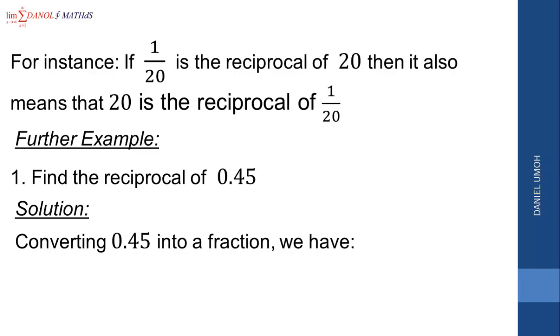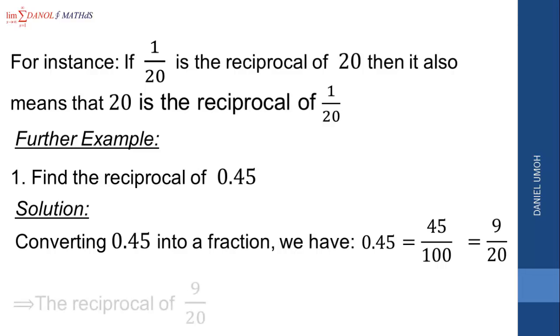If you have a problem with conversion from decimal to fraction, then you have to look at our lectures on decimals. But we have to advance. So, converting 0.45 into a fraction, we have 0.45 equals 45 over 100. Of course, if you divide 45 over 100, it will give you 0.45. Then we further reduce 45 over 100 into its lowest form, we use 5. 5 goes into 45 is 9, and 5 goes into 100 is what? 20. So when we reduce that to the lowest, we have 9 over 20.